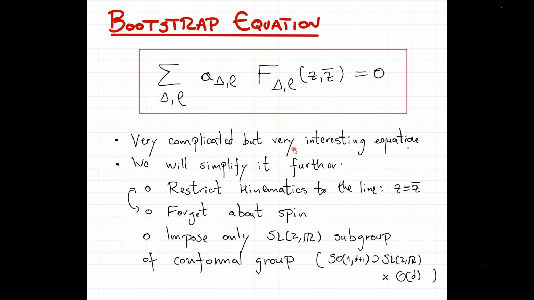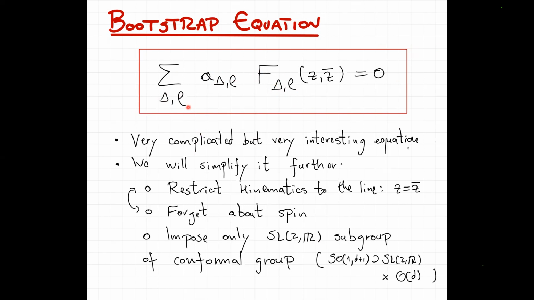This equation looks super complicated, right? Because it involves an infinite sum over delta. The delta is a continuous variable. L is discrete, but also infinite. I have this arbitrary set of data here. These functions, I told you that we can compute them, but I didn't write them down for you. In general, these are very complicated functions. So we need to try to say something about this. And at the beginning, this looks hopeless.